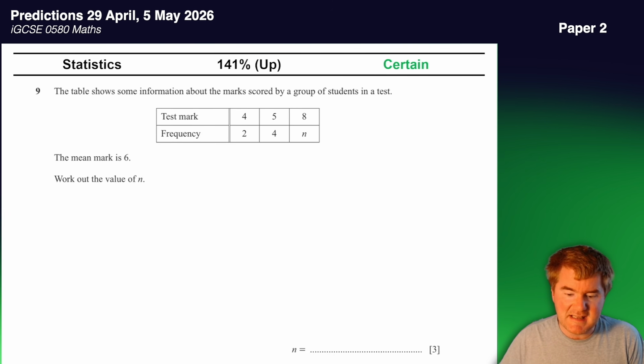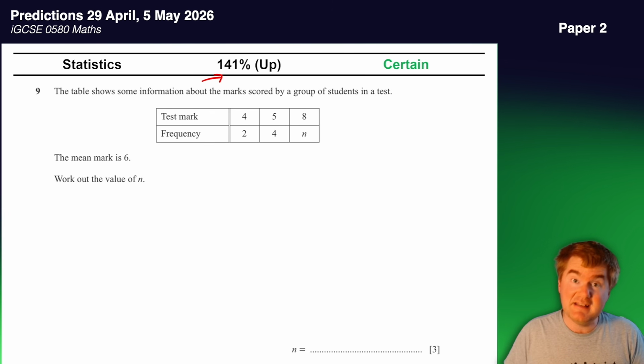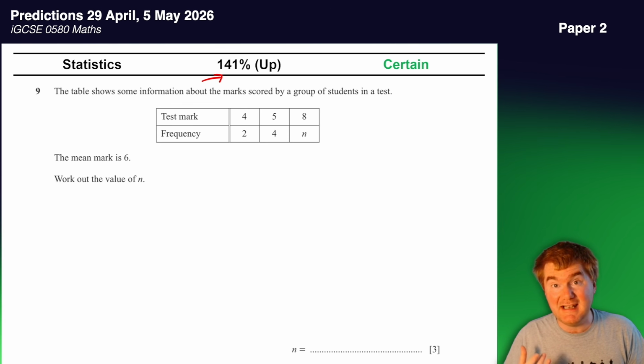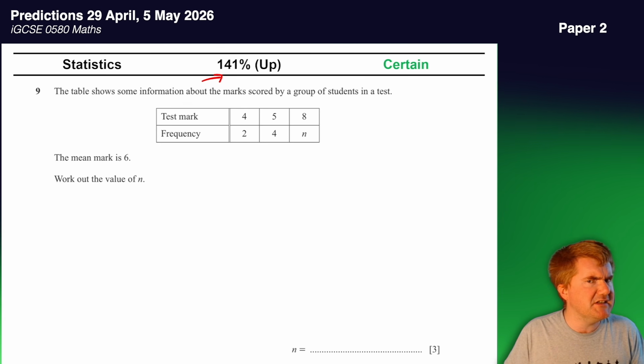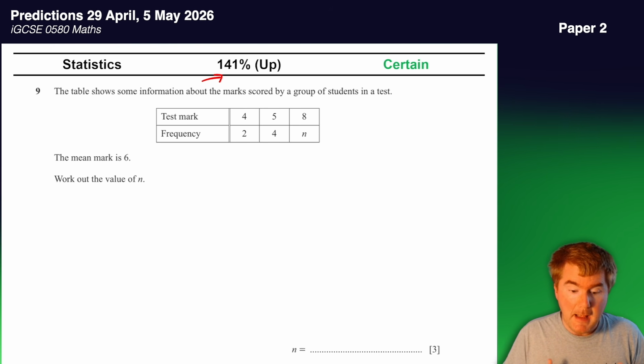On to statistics. Now, one thing to be aware of with paper 2 compared to paper 4 is now we've got non-calculator and calculator, and there's still a tendency for statistics questions to go into paper 4, but it doesn't mean they can't put something in paper 2.